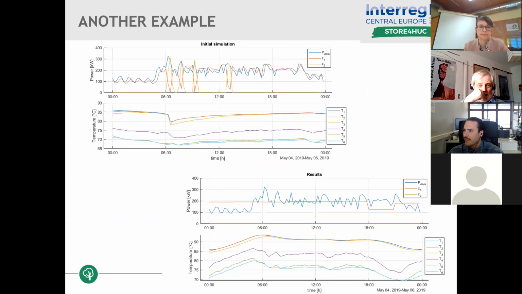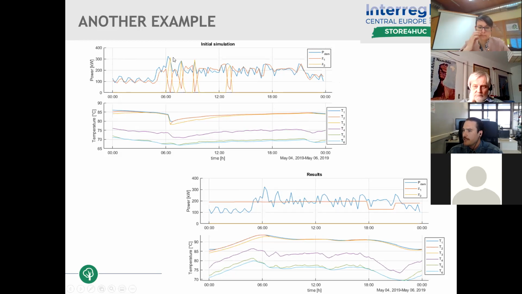And for the end, I have another example. This is from the 5th of May, where less power was needed. There was around 200 or less kilowatts of power. So this is the initial simulation, a simulation of what the automation system would do. There's some drop from the required 85 degrees, but it gets back up, while the optimization tool constantly keeps this 85 degrees respected.